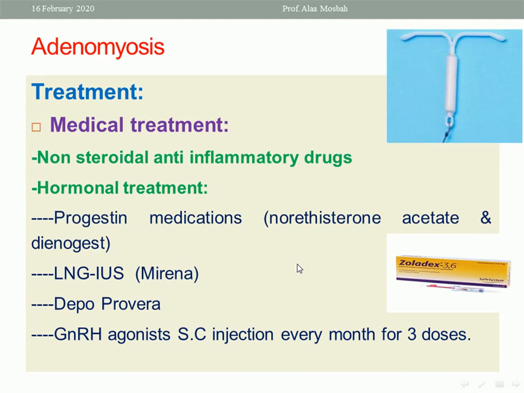Depo-Provera injection monthly, or GnRH agonist like Zoladex subcutaneous injection 3.6 mg every month for 3 months. As in this picture, this is Zoladex.